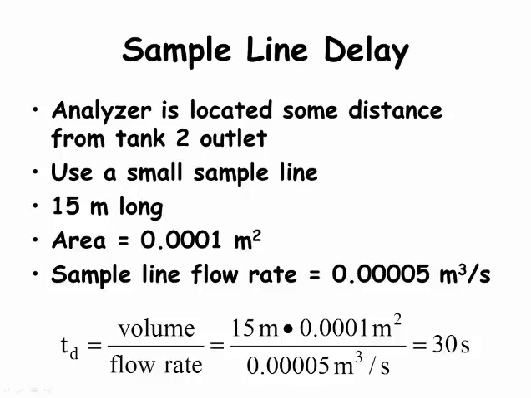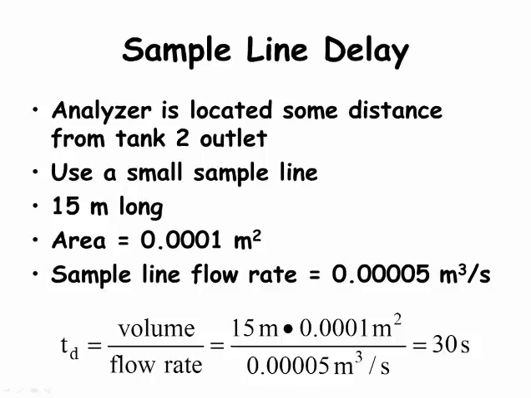Another new element that we are adding to this process is the sample line delay. In this problem, the reason that we need to add a sample line delay is because the reactant A analyzer that we are using to measure the concentration in the material leaving tank 2 needs to be located in an environmentally controlled room. So there is a small sample line between the tank 2 outlet and the reactant A analyzer. The sample line is 15 meters long and has a cross-sectional area that is 0.0001 square meters. The sample line flow rate is 0.00005 cubic meters per second.